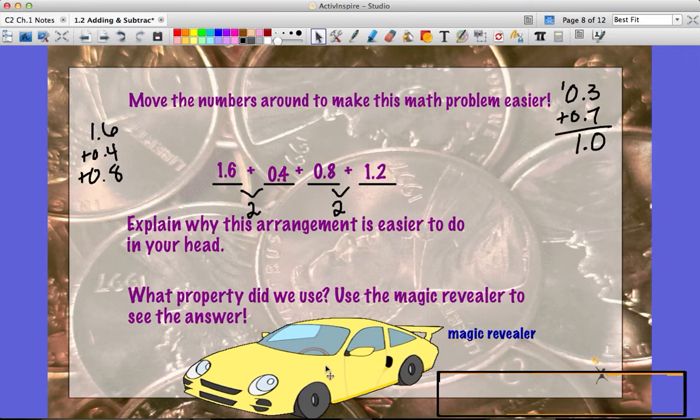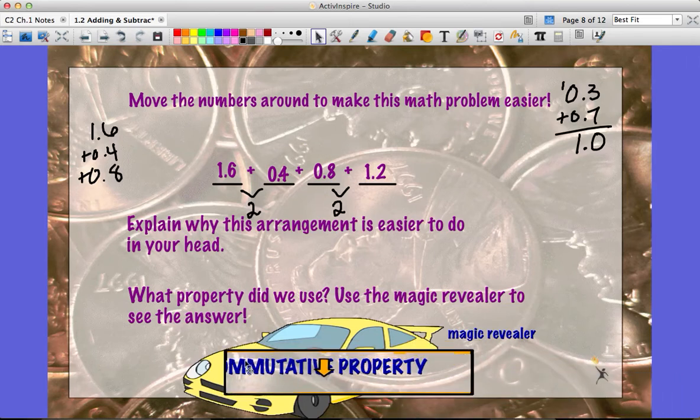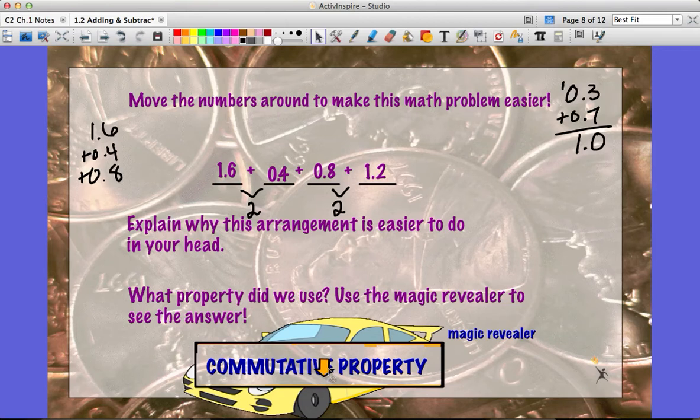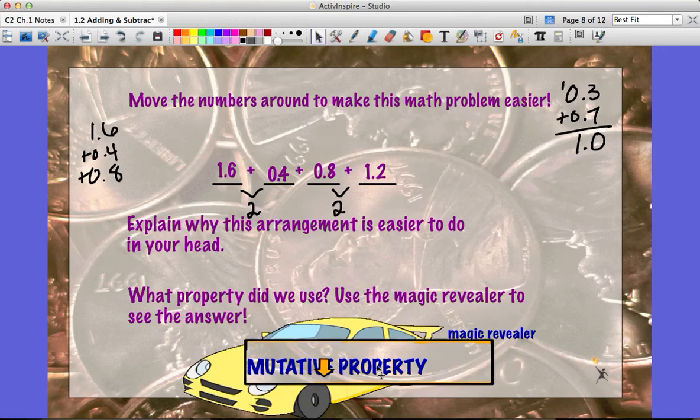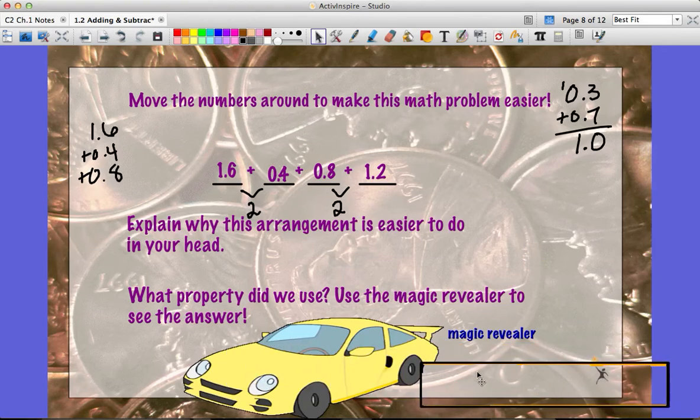Okay, and again, this is the commutative property. It allows us to move our numbers all over the place when we're adding.